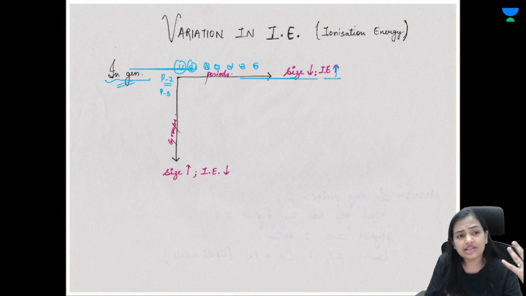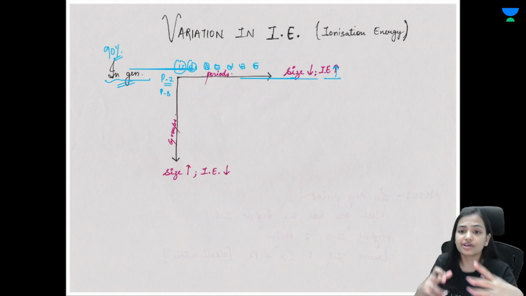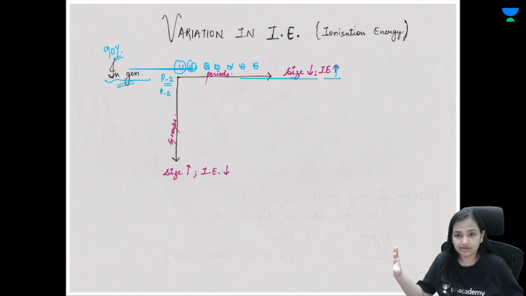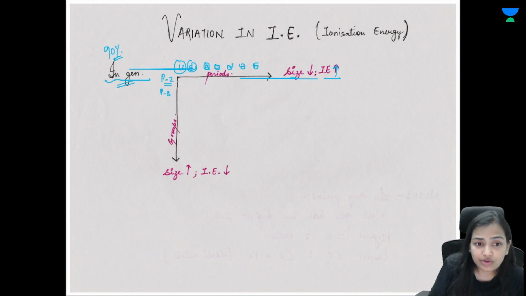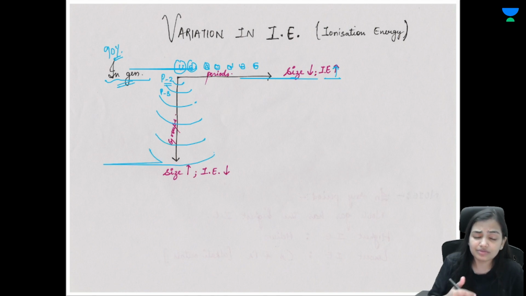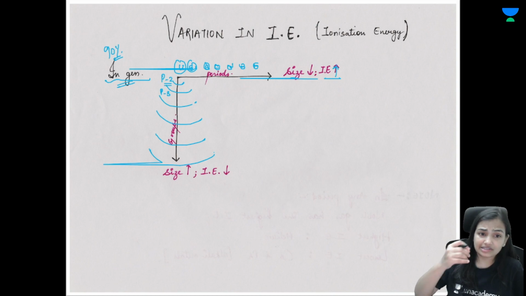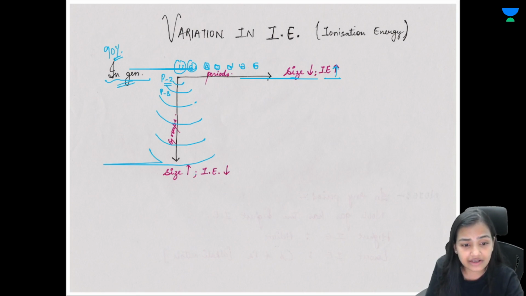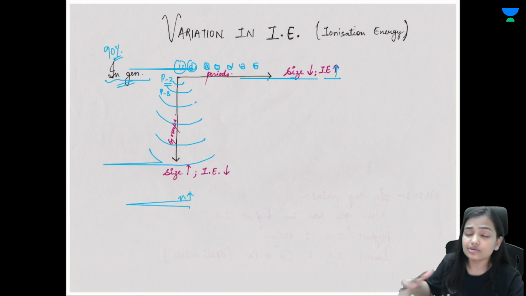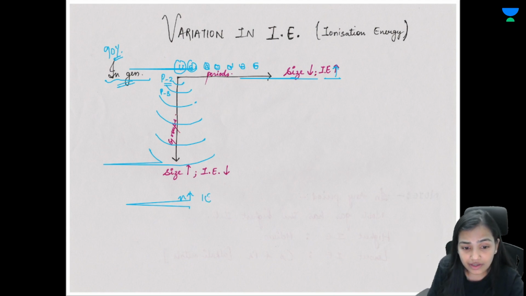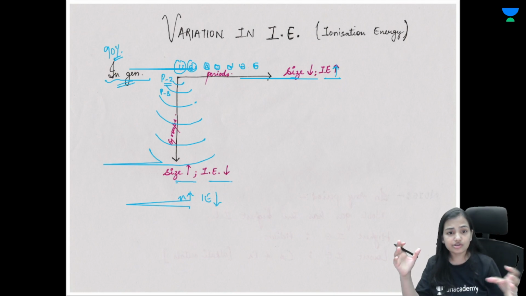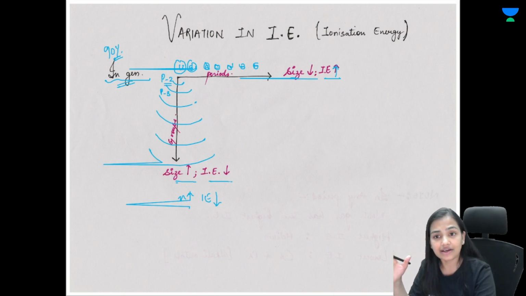In general means in 90% of the cases, the majority of the cases. Whenever we talk about a major number of cases, we use the word general. We generalize it. As we go down the group, the size of the atom increases, more shells are getting added, so the distance between the nucleus and the electron is increasing. It becomes easy to remove an electron. As the value of n increases, we know that less energy is required, so ionization energy decreases. Depending upon the size, we have generalized what happens with the ionization energy.